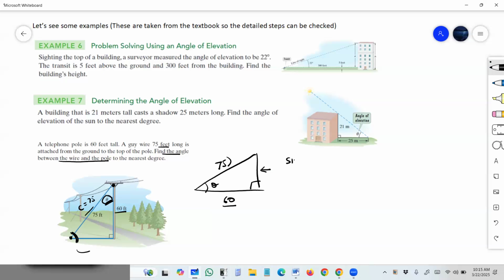So if you don't remember, you can always try, right? Sine, cosine, and tangent. Sine is opposite over hypotenuse. I don't have the opposite. But cosine is adjacent over hypotenuse. So this is exactly what I want. So I need to use cosine again. Cosine of theta equals adjacent side over hypotenuse. So I'm going to divide 60 by 75 on the calculator.